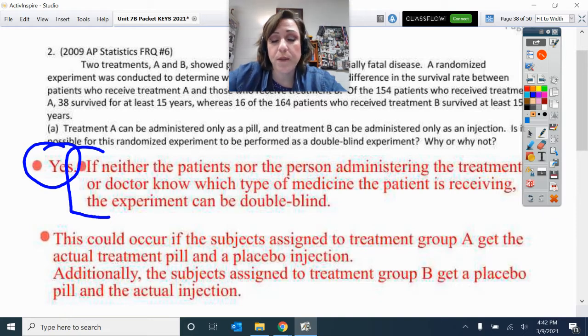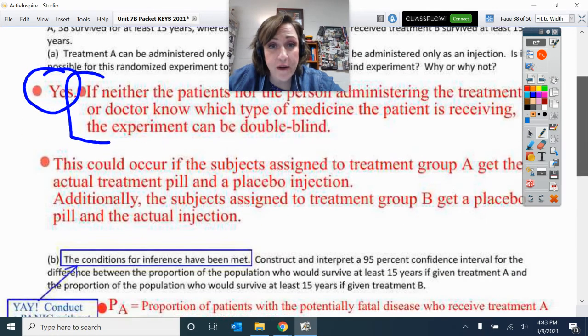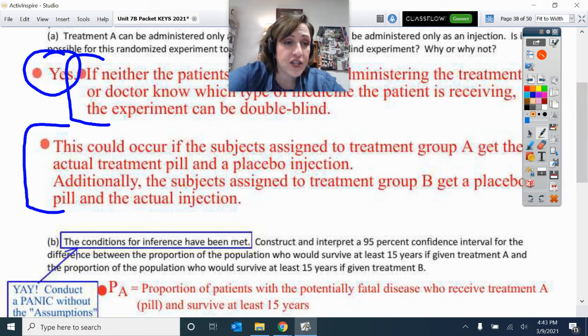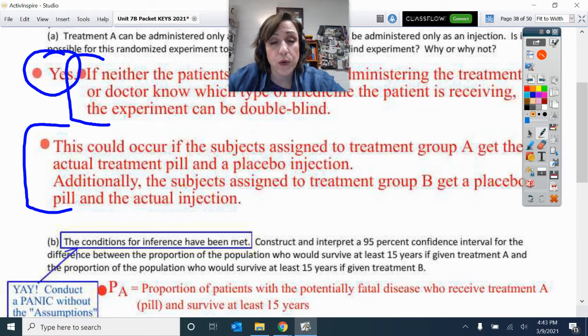If neither the patient nor the person administering the treatment or doctor know which type of medicine the patient is receiving. See, that's context. Then the experiment can be double blind. And here is how it can happen. And that's the third thing that it required there. This could happen if the subjects assigned to treatment group A get the actual pill, but a placebo injection, like a saline or something. Additionally, the subjects in treatment group B would get a placebo pill and the actual medicine, the active ingredient in the injection.